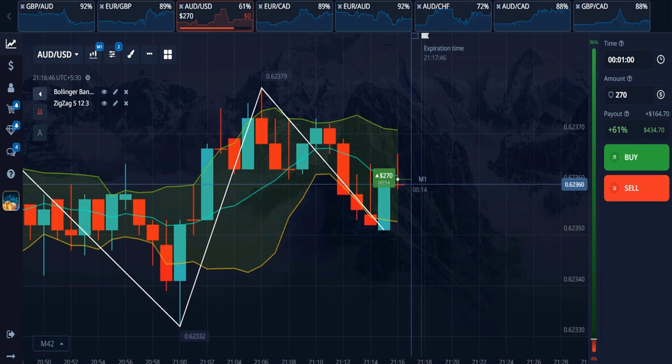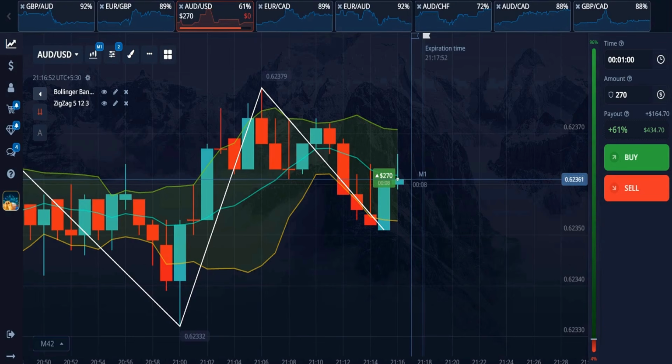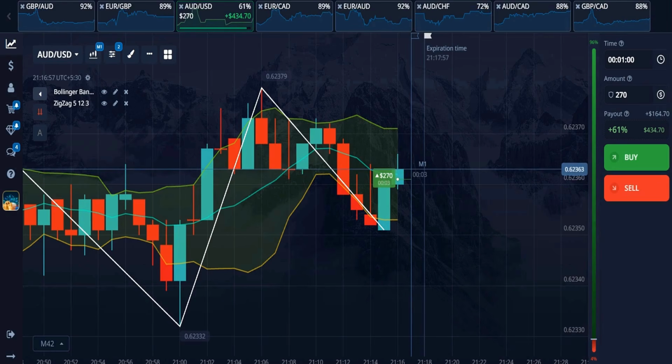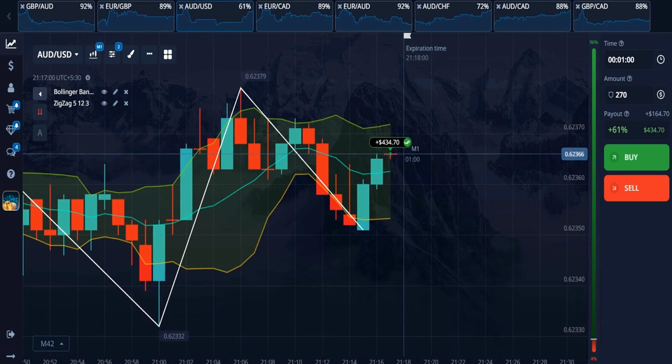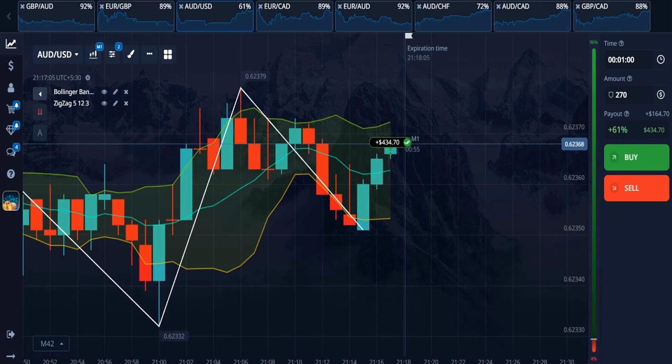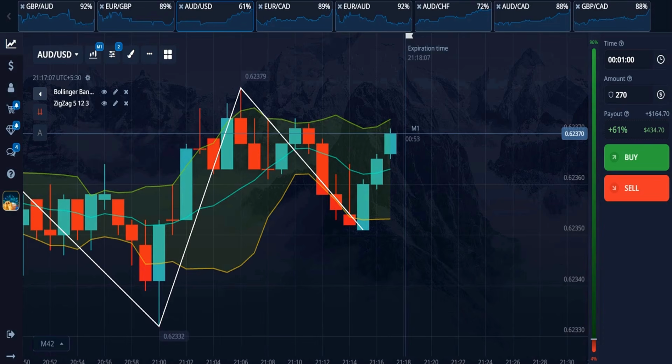Remember, always start by testing this strategy on a demo account. It's the safest way to practice and perfect your skills before putting real money on the line. Now let's sit tight and wait for the trade result. Fingers crossed. Let's see how this plays out. Stay tuned. We've won this trade. This setup played out exactly as planned, giving us a profitable result. That's the power of sticking to a proven strategy.